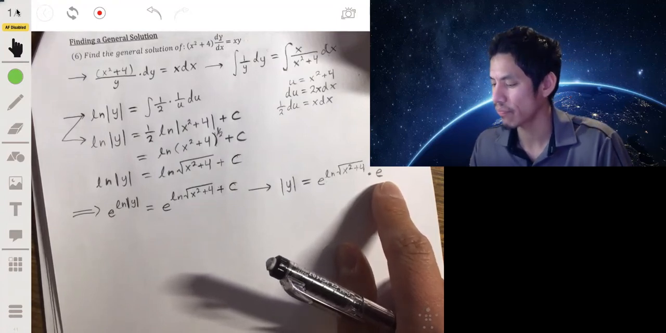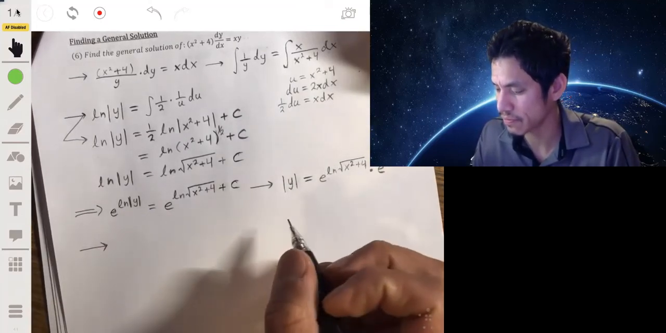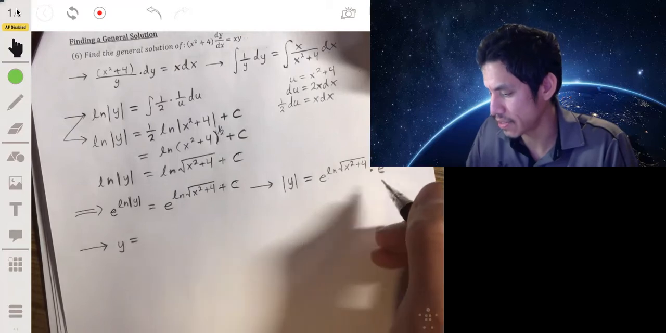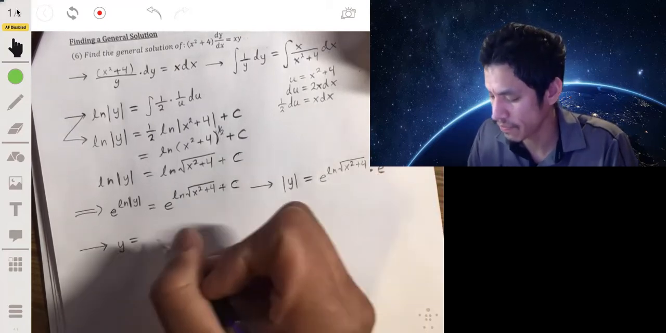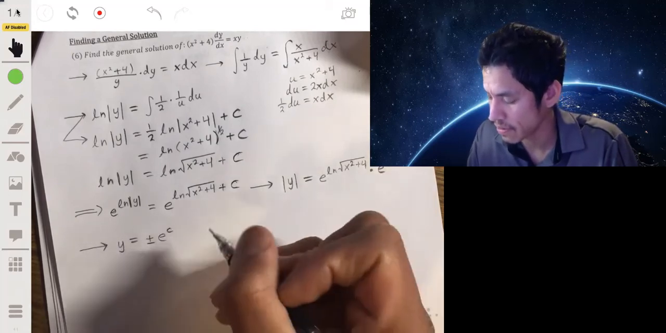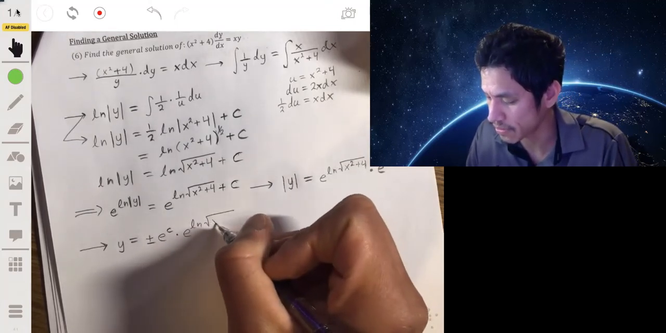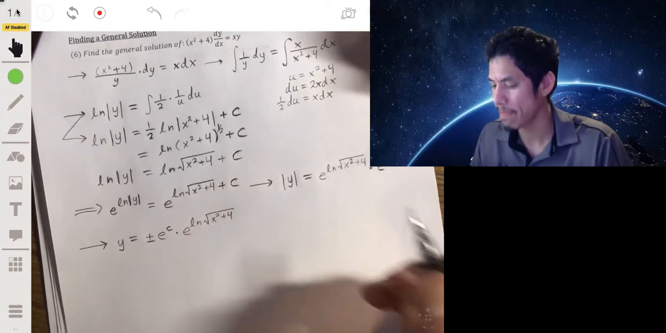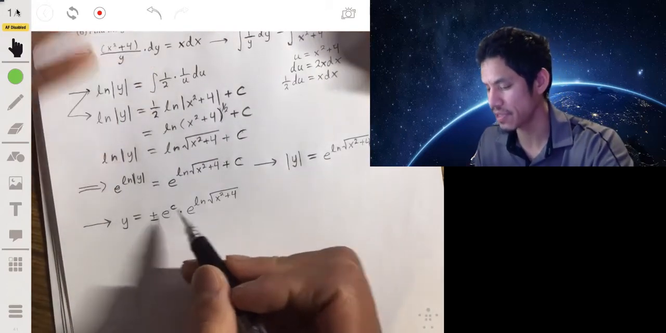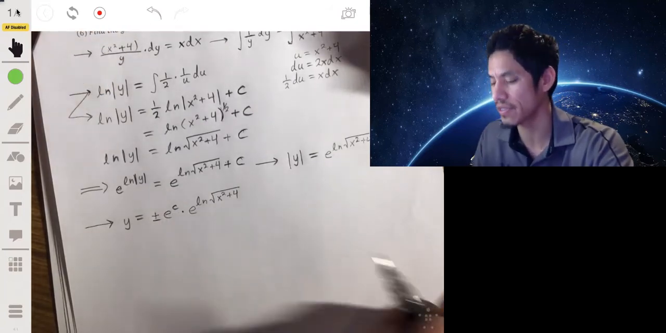So let's do this first. Let's get rid of this absolute value symbol. So we'll have y is equal to e. Let's move this in front, e to the c. But since we're taking away the absolute value symbol, we'll have plus or minus e to the c times e to the natural log of the square root of x squared plus 4. And let's recognize that e to the c is just some number. That's another constant, because e is about 2.71-ish, so it's some number, and c is some other number.